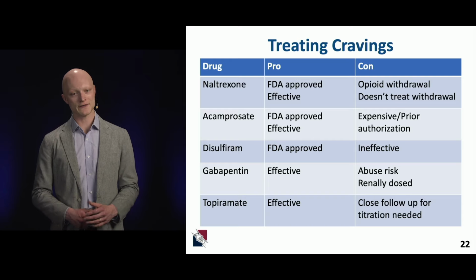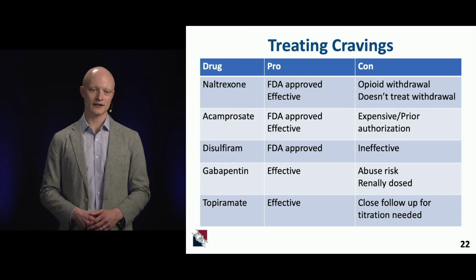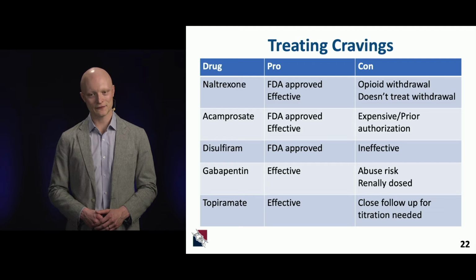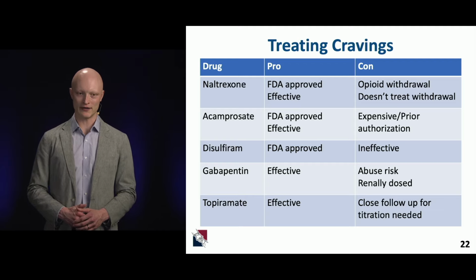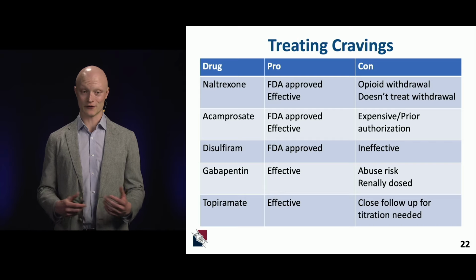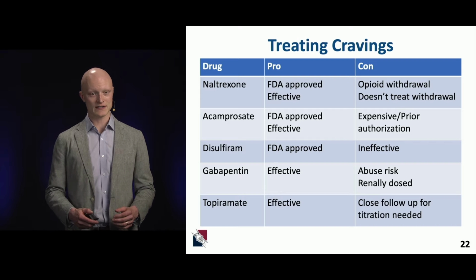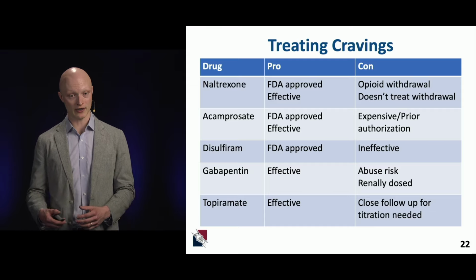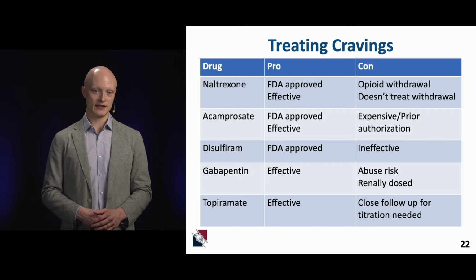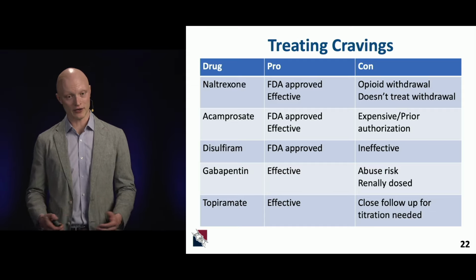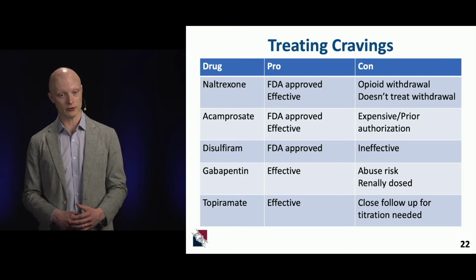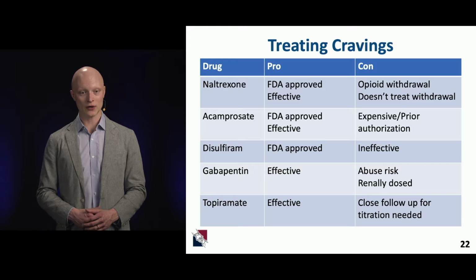Disulfiram is the third FDA-approved medication for technically treating cravings for alcohol use disorder. Unfortunately, it doesn't really treat cravings. It's actually an aversion therapy. Disulfiram works by preventing the proper breakdown of ethanol, and so then it causes buildup of toxic substances that cause the disulfiram-like reaction, and it's quite uncomfortable.